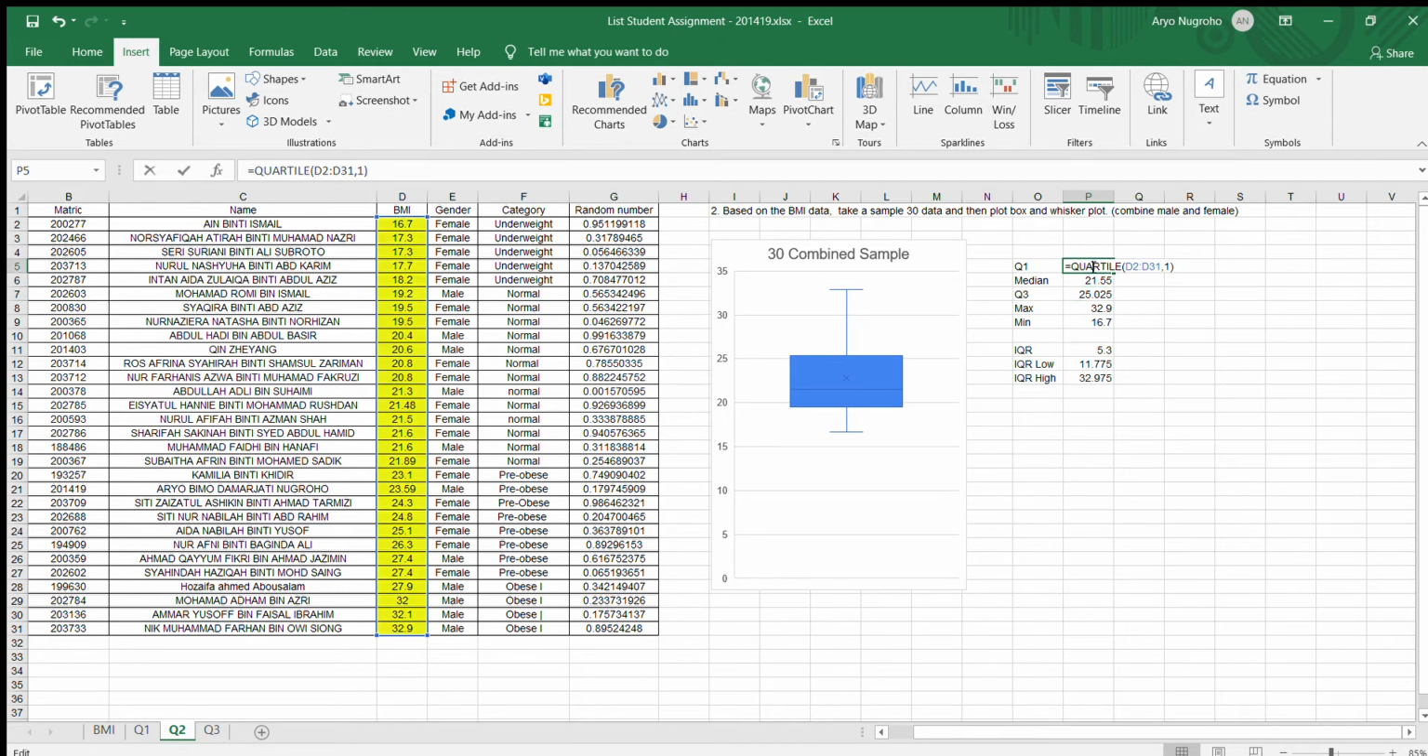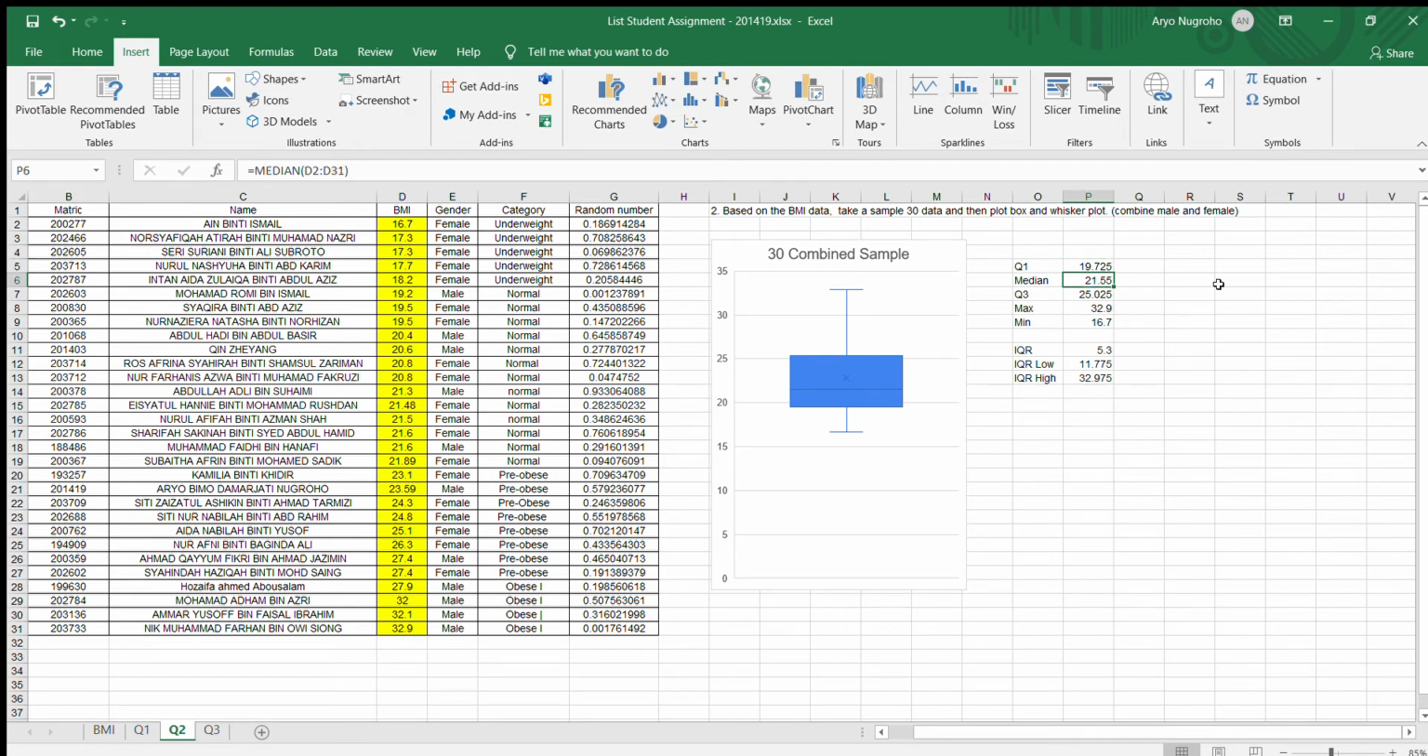Based on the Excel calculation, quartile 1 of the data is 19.725, and Q1 in the box and whisker plot represents the lower part of the box. As you can see, the line at the lower part of the box is at 19.725, which is true to the Excel calculation.